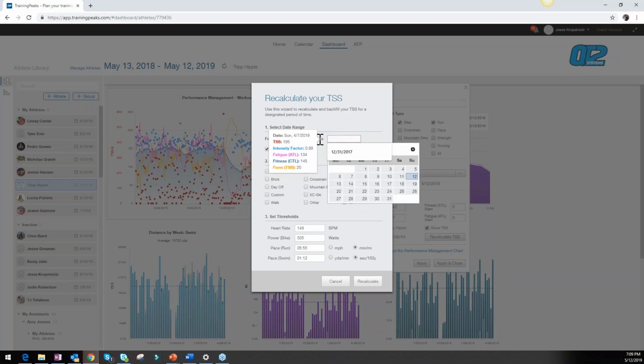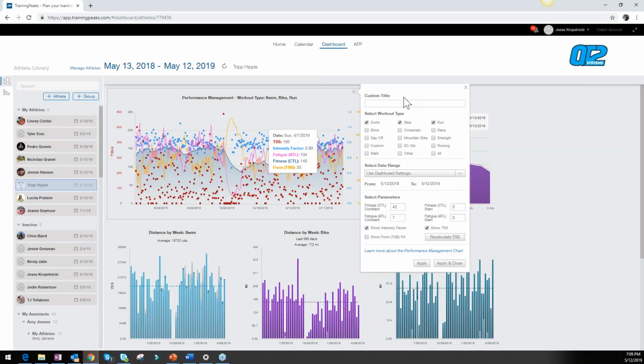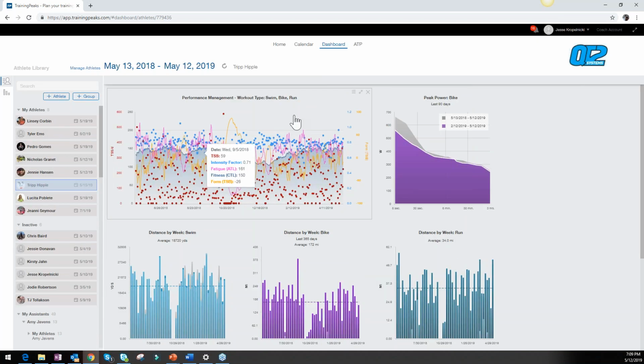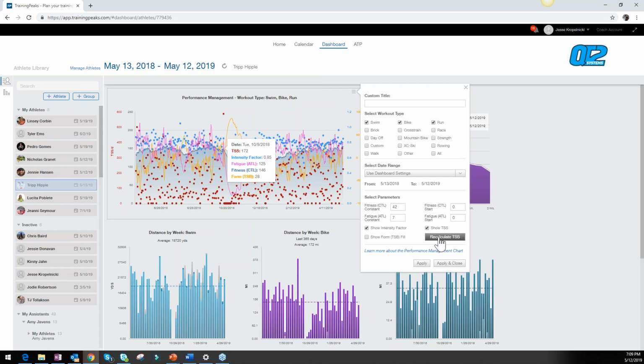And then you can pick a date range. Let's see, why is this? It's giving me a little trouble. It's stuck there for some reason. Hold on. Let's move that out of the way.